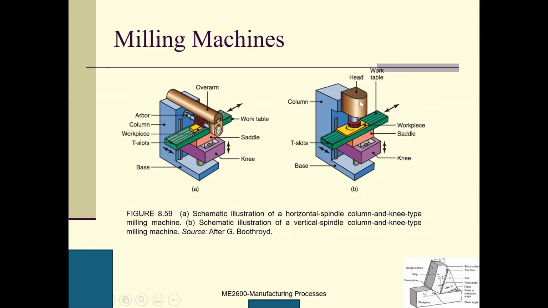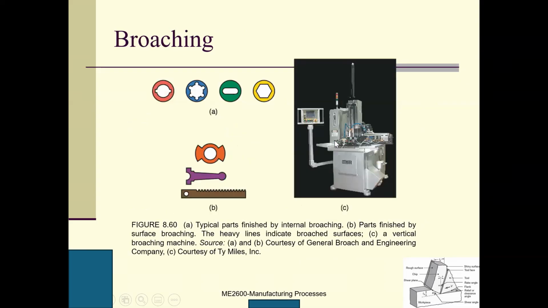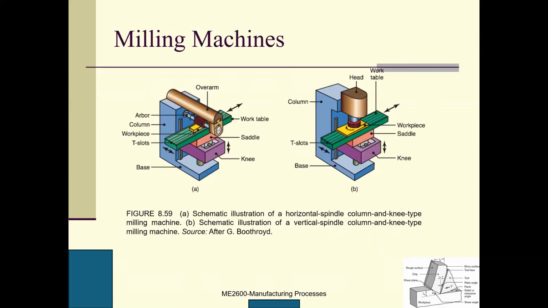It's a vertical spindle. This spindle is here. This spindle is horizontal. This spindle is vertical. These are two machines. These are T slots, and you just fasten the workpiece on the table. So this is milling.